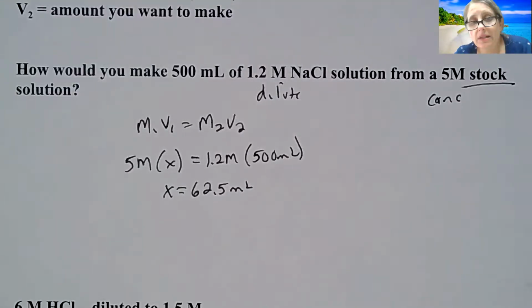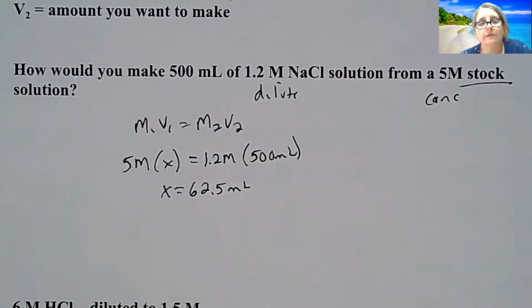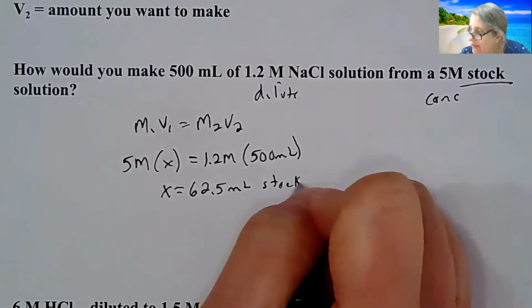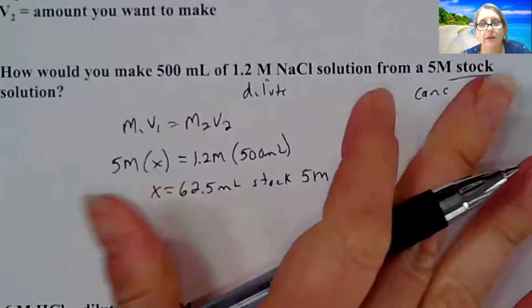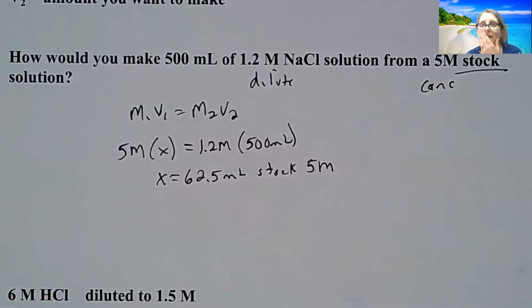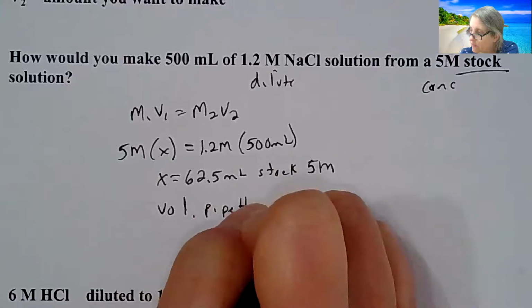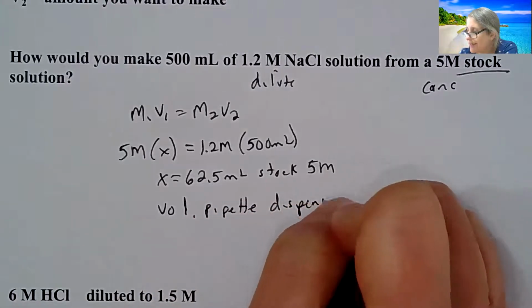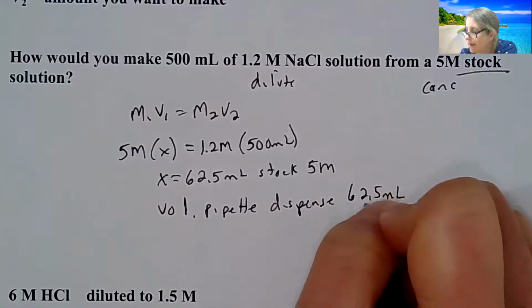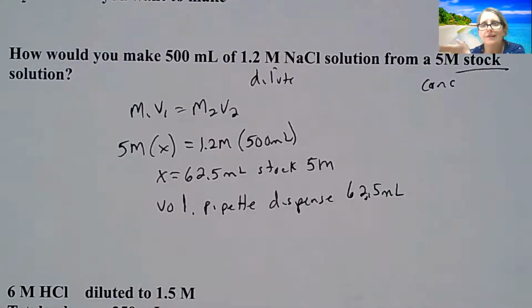What is always going to be asked of you is, what is that of? Okay, the 62.5 milliliters, what is that? Well, that happens to be your stock that you need. That's the 5 molar stock of the sodium chloride solution. Well, what are you going to do with that? What kind of equipment do you need to use? So you're going to use a volumetric pipette, okay, to dispense exactly 62.5 milliliters. Now, do note that you probably are like 62.5 milliliters. Let's assume that we have magical volumetric pipettes, so that we could have any volume that we want, okay?